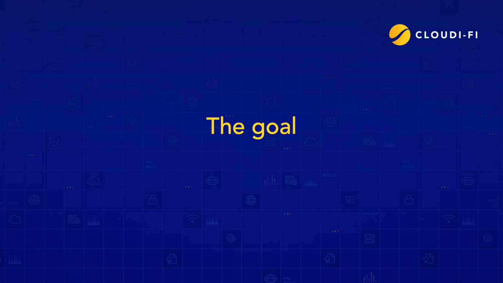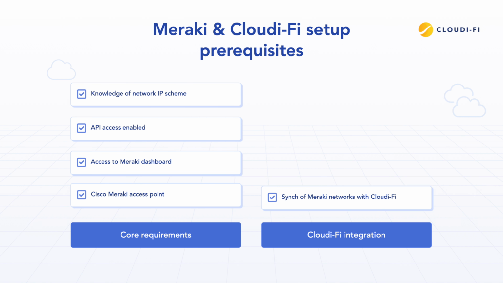Okay, first things first. Before we jump into the fun stuff, we got to talk about what you'll need. Getting all your ducks in a row right now will make the whole setup go way smoother. Think of it as our pre-flight checklist. So, you're going to need access to your Meraki dashboard, and at least one access point, obviously. You should also have a basic idea of your network's IP addressing scheme, make sure API access is actually enabled in your Meraki portal, and you'll need access to make a couple of tiny tweaks to your firewall.